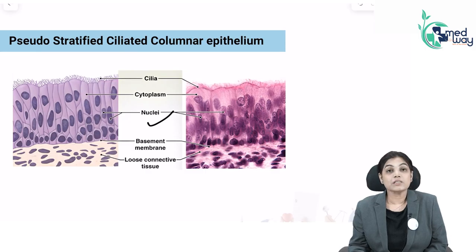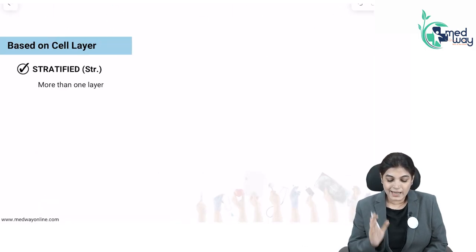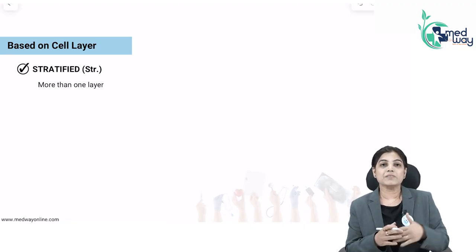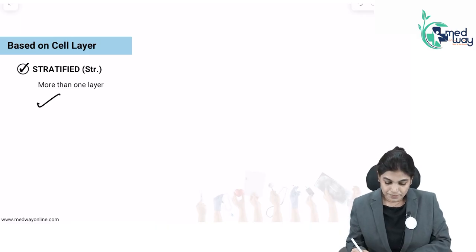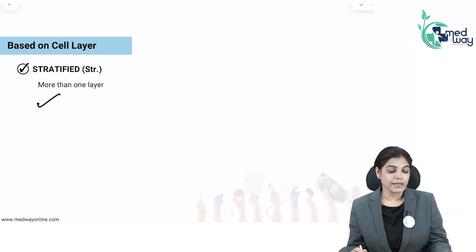So, this variety is pseudostratified ciliated columnar epithelium. Now the stratified, or more than one layer, epithelium. If I am talking about epithelium cells in more than one layer, it is called stratified. In that case, we have 2 examples, 2 epitheliums, that we have to go through.